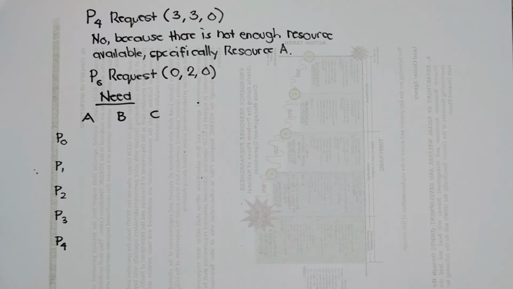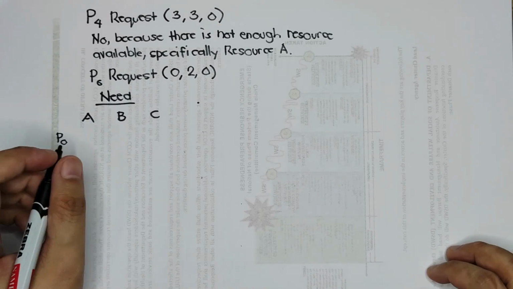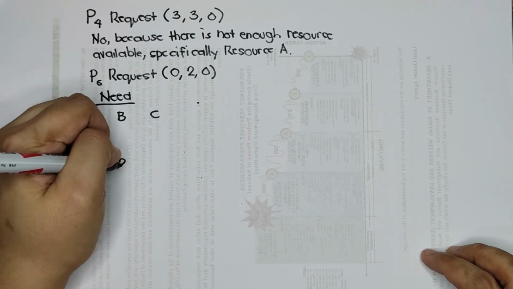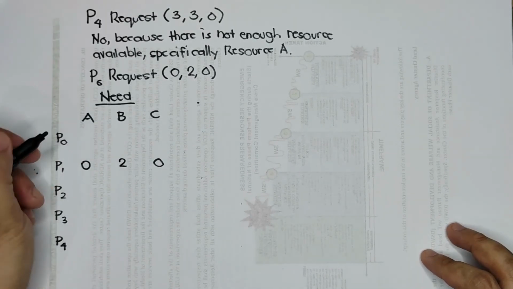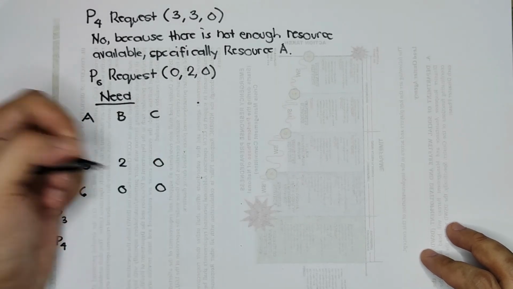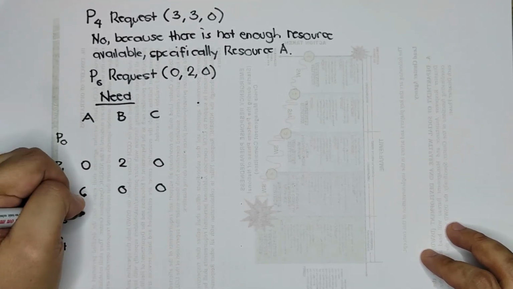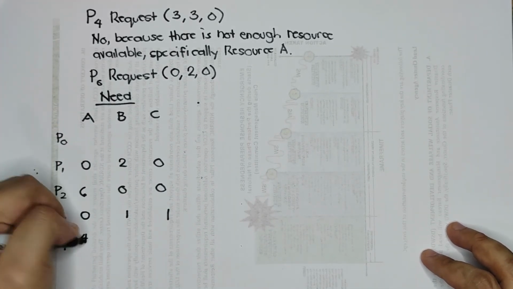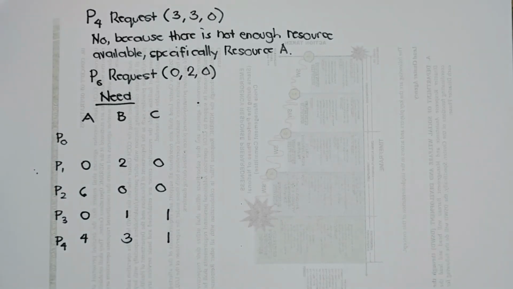Okay, as you can remember, the only value that has changed here is P sub 0. So let's retain P sub 1, P sub 2, P sub 3, and P sub 4. P sub 1 is 0, 2, 0. Then P sub 2 is 6, 0, 0. Let's just copy the previous values. And then P sub 3 is 0, 1, 1. And then P sub 4 is 4, 3, 1.